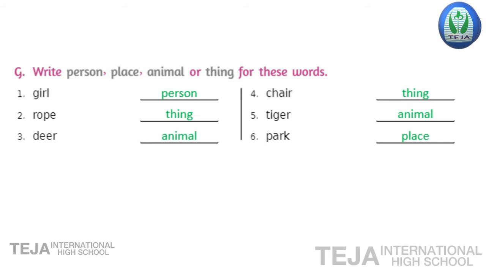Okay, once check your answers, children. First, girl, person. Second, rope, thing. Third, deer, animal. Fourth, chair, thing. Fifth question is tiger, animal. And sixth question, park, and the answer is place.